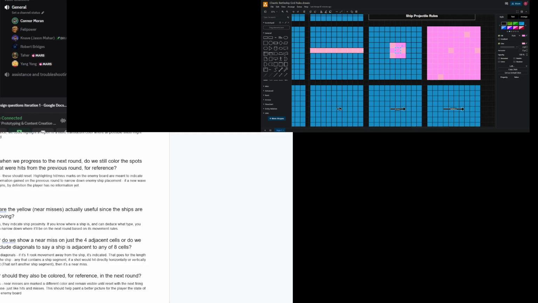Any cell that contains a ship segment, if a shot would hit directly horizontally or vertically of it, would be lit up, would be indicated. Does that make sense? So if you had your sub, for example, 1 by 1, there's 4 possible near misses: north, east, south, and west. If you had a cruiser lengthwise, you would have the 3 cells above it, 3 cells below it, and a cell to the left and right of it.